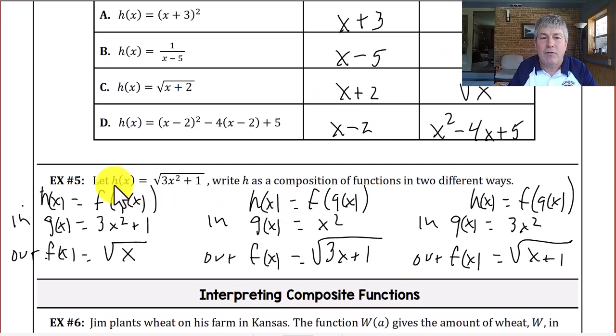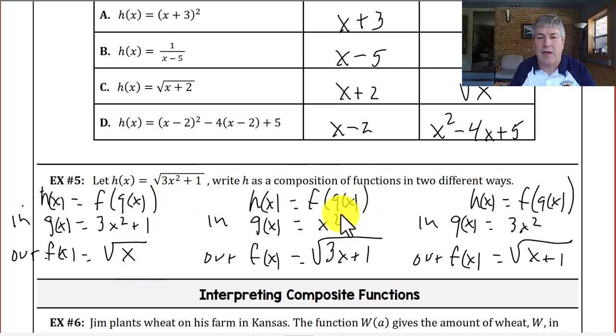In example 5, we'll let h of x equal the square root of 3x squared plus 1. We want to write h as a composition of functions in 2 different ways. I've actually done it in 3 different ways here. So our function h of x is going to be made up of f of g of x. So our inner function is g of x, our outer function is f of x, and that notation is important. So our inner function would be 3x squared plus 1, and an outer function of the square root of x. So if I put my inner into my outer, I do indeed get h of x.